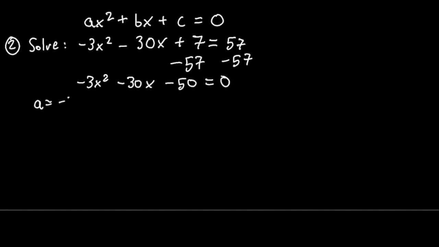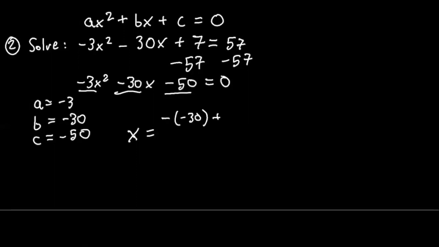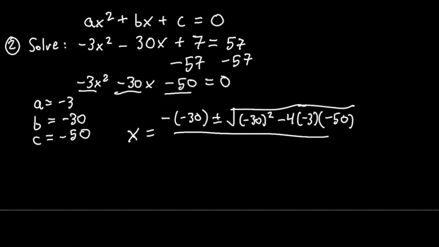We'll start off again by identifying a, b, and c. A is negative 3, b is negative 30. So the sign here, whether we're adding or subtracting, is important also. And finally, c is negative 50. Okay, so again, using our quadratic formula, x equals negative b, negative 30, plus or minus the square root of b squared, so negative 30 squared, minus 4 times a, which is negative 3, times c, which is negative 50, all over 2 times a, which is negative 3. So just plugging in a, b, and c into our formula.